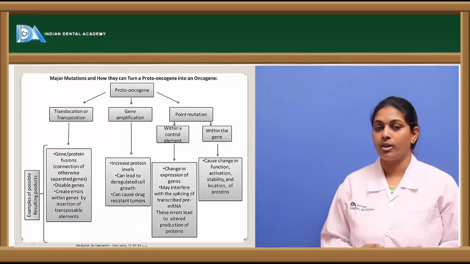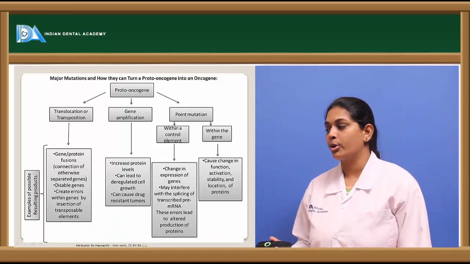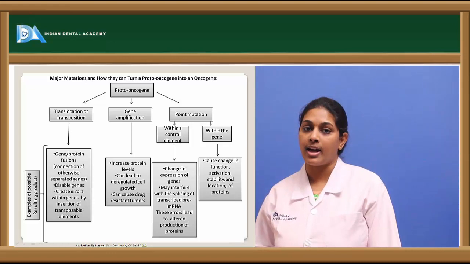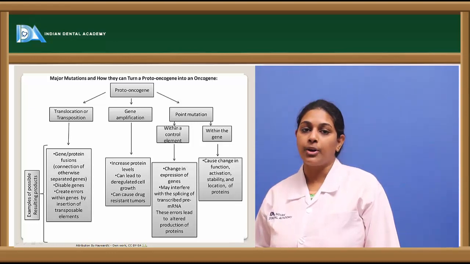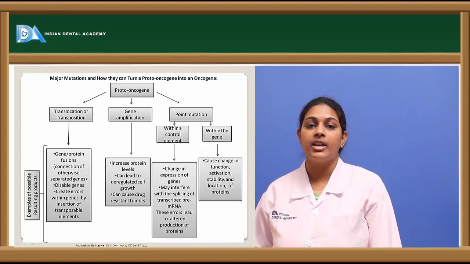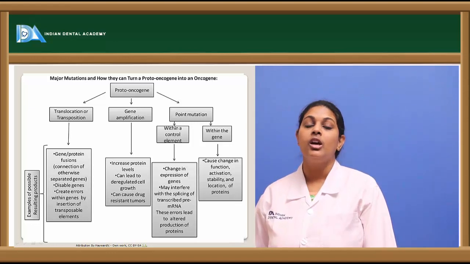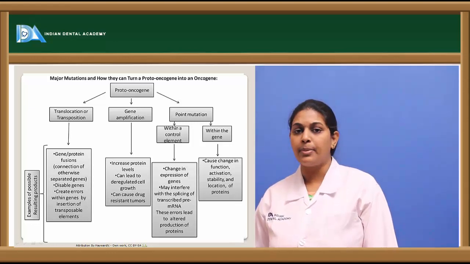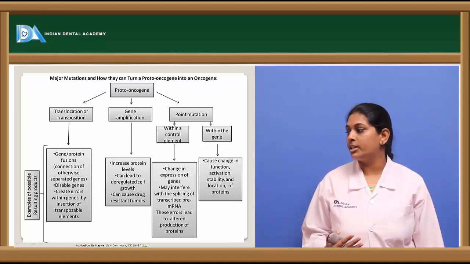So what happens to a proto-oncogene once it gets mutated? Once it gets mutated, it can result in translocation, otherwise transposition, that is a change in the position of a chromosome segment from one location to another. As we have seen in Burkitt's lymphoma and the Philadelphia chromosome, this is the translocation of chromatid arms. This results in the formation of mutated cells, which allows continuous replication of these mutated cells, resulting in the formation of a malignant tumor.